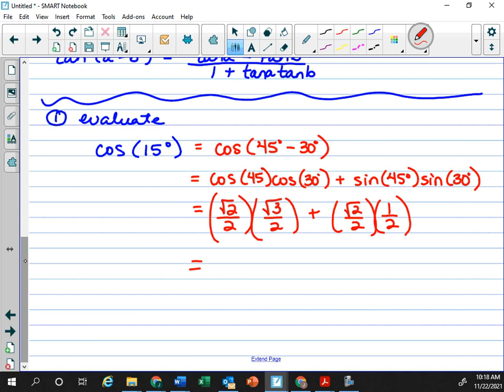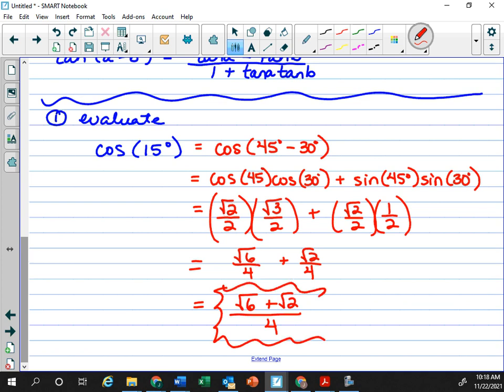All right, guys, what's root 2 times root 3? Root 6. Good. So I've got root 6 over 4 plus root 2 over 4. So can I add square root of 6 and square root of 2? No, you cannot combine those. So it's root 6 plus root 2 all over 4, and that is your final answer. Okay?